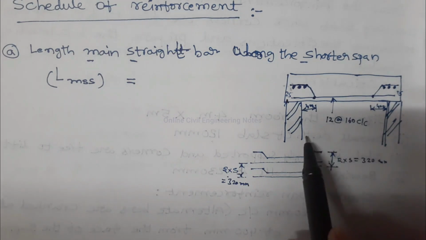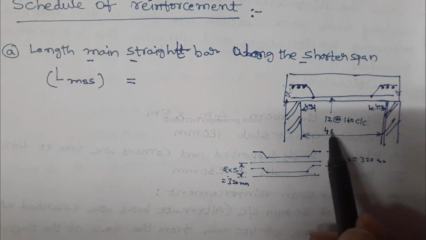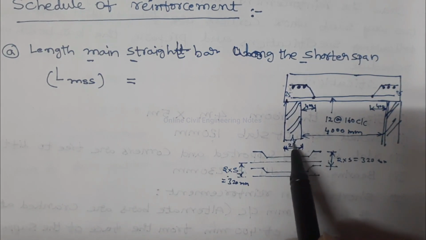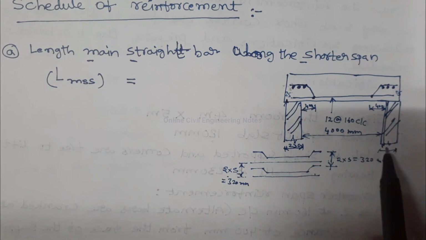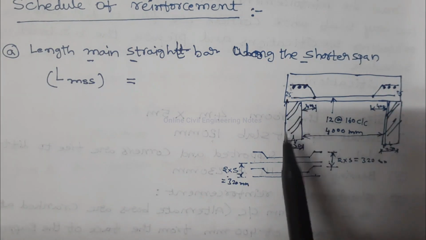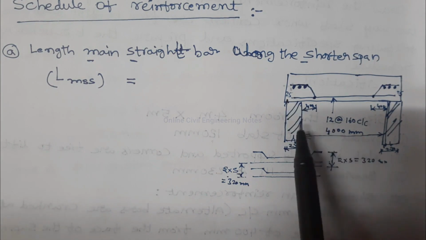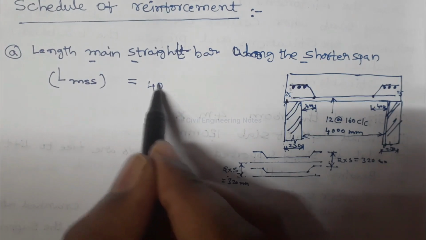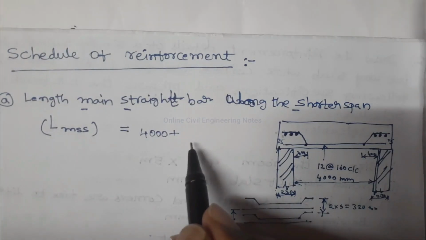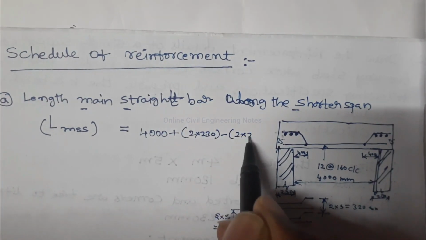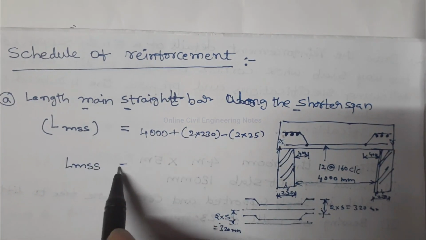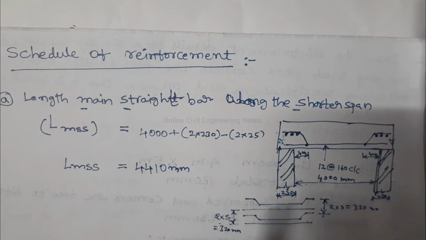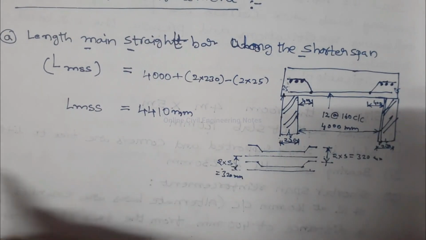The length of main straight bar is equal to, this is the clear span, 4000 mm. 4 meters means 4000 mm. Width of bearing is equal to 230 mm on either side of the slab. These are the end covers, 25 mm, 25 mm. Total length of main straight bar is equal to 4000 plus 230 plus 230 minus 25 minus 25. Therefore, length of main straight bar in shorter span is equal to 4410 mm.